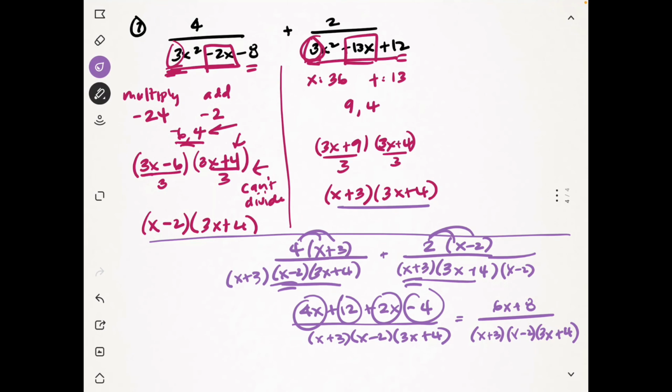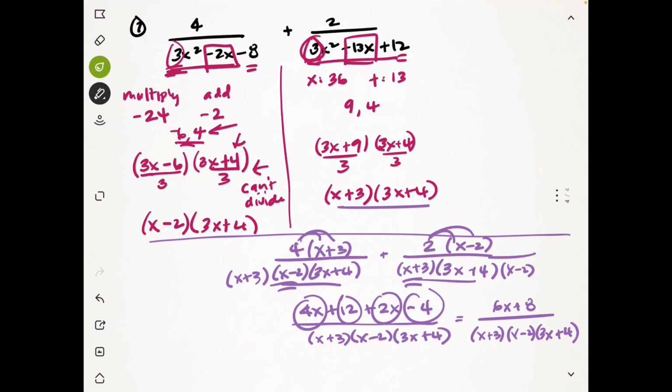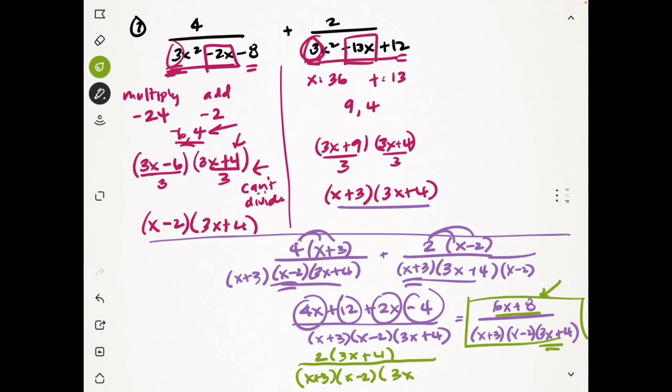Oh, we're running out of room here. Let's change colors. Notice that 6x plus 8, now they have common factors. We can factor out a 2, so we're going to go ahead and do that because I don't think Alex is going to accept this. If it does, then awesome, leave it. But if we factor out a 2 from 6x plus 8, 6x divided by 2 is 3x, and then 8 divided by 2 is 4. And you notice here that that's the same as this one on the bottom, so it's going to cancel out. So x plus 3, x minus 2, 3x plus 4.